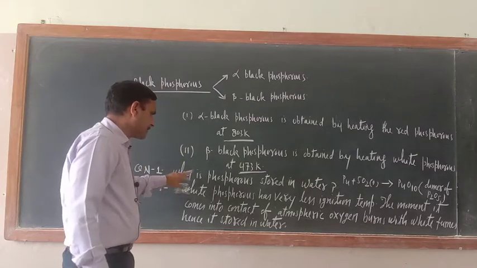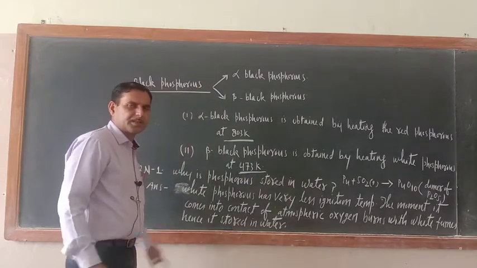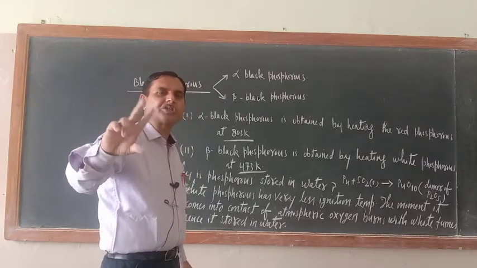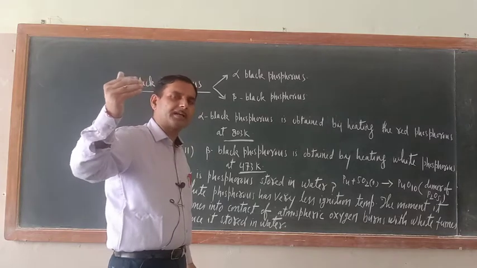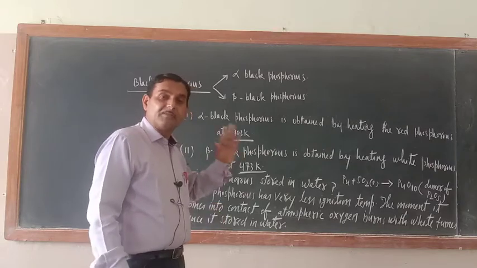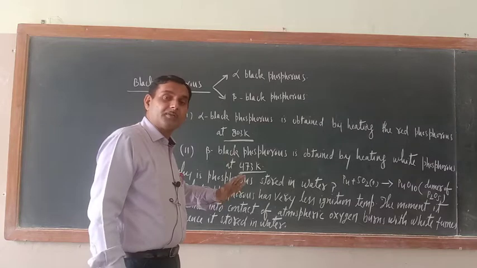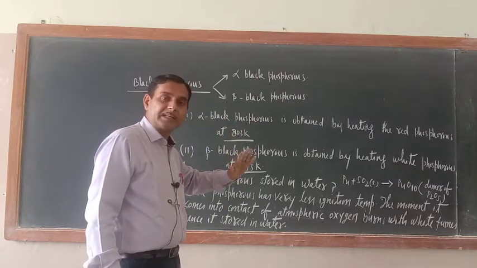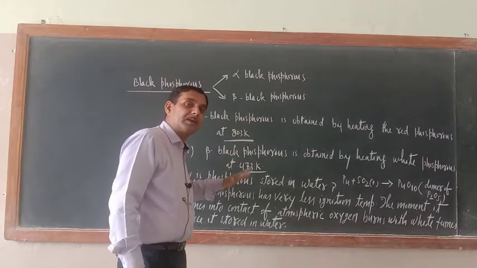The first question is, why is phosphorus stored in water? Just try to understand. White phosphorus has a very low ignition temperature. The moment it comes into contact with atmospheric oxygen, it catches fire. That is why it is stored in water. When it is stored in water, its contact with atmospheric oxygen is curtailed, and it will not come into contact with atmospheric oxygen, so it can be stored.